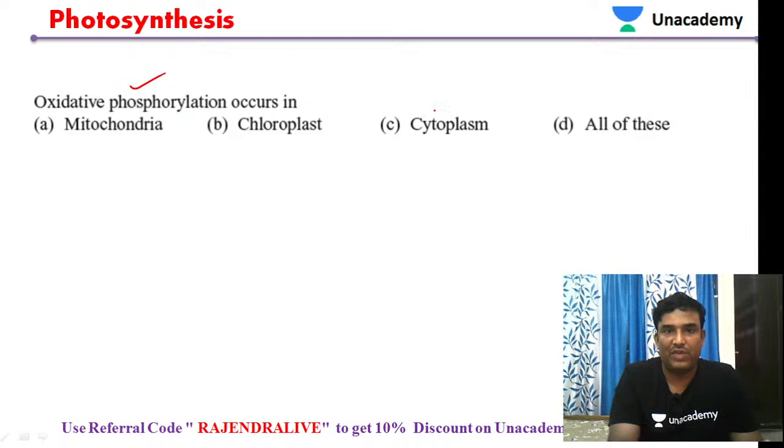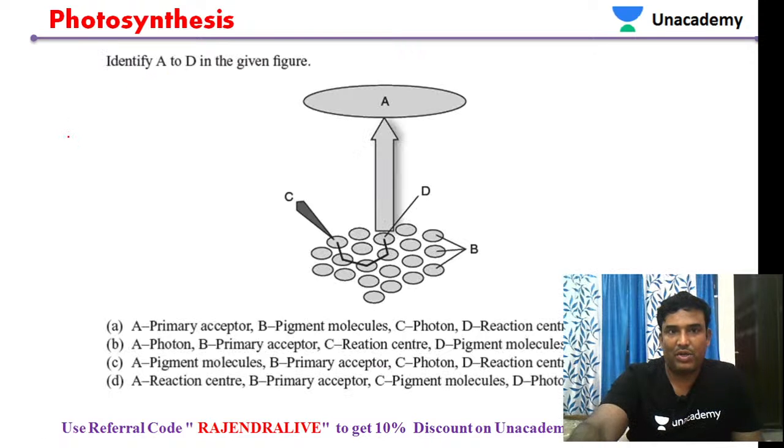Oxidative phosphorylation takes place inside the mitochondria. Mitochondria is the site of oxidative phosphorylation. So that is the answer. Mitochondria will be the answer.